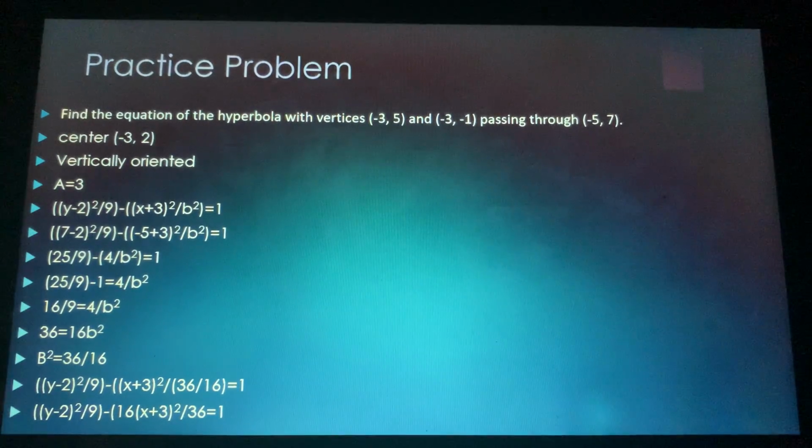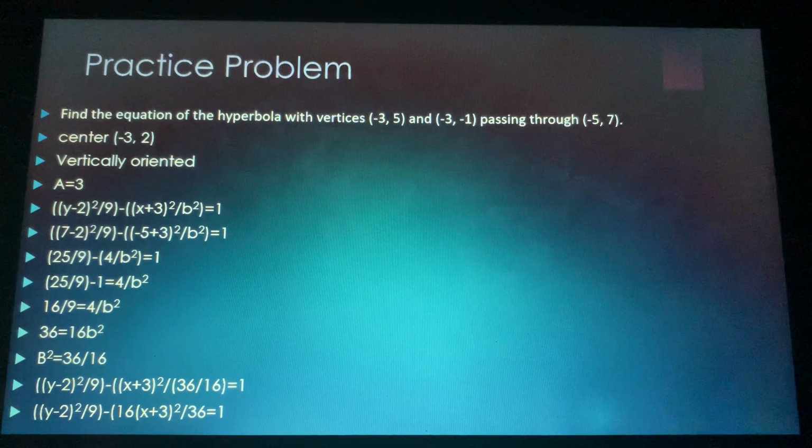7 minus 2 is 5, squared is 25, over 9. Negative 5 plus 3 is −2. 2 squared is 4. So we have 25 over 9 minus 4 over b squared equals 1. We rearrange them. We subtract 1 from both sides and add 4 over b squared to both sides. So then we get 25 over 9 minus 1 equals 4 over b squared. 1 is the same as 9 over 9 because we have to get a common denominator. So (25 − 9) over 9 is just 16 over 9. So 16 over 9 equals 4 over b squared.